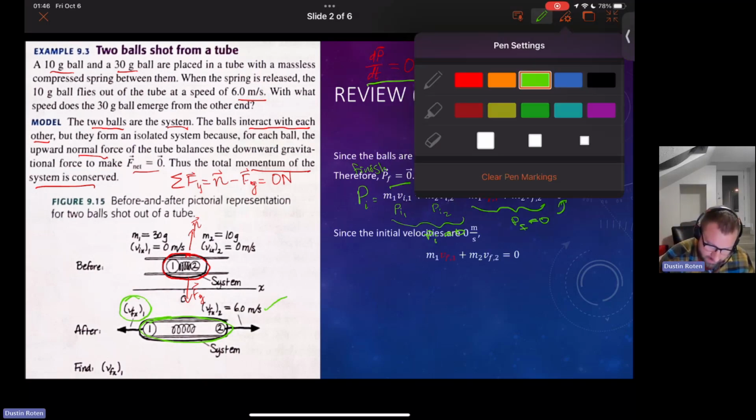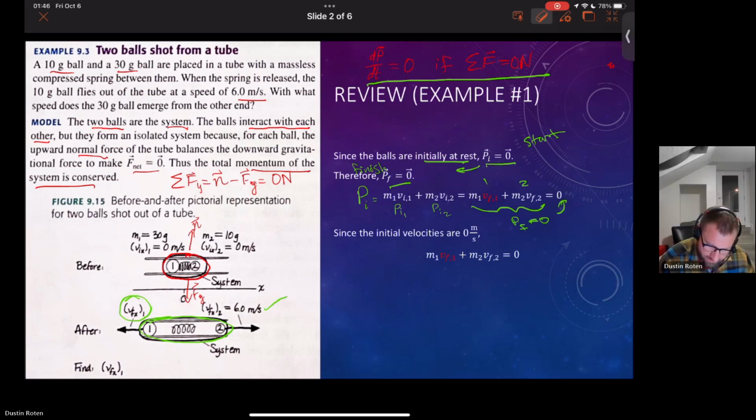Okay, I'm going to erase some of these notes. Oops, let's go back to green. Okay, so since these balls are initially at rest, we know that the initial velocities are 0, this is 0, this is 0. So really all we're left with is just this one equation over here on the right.